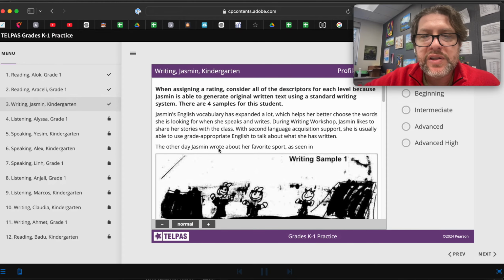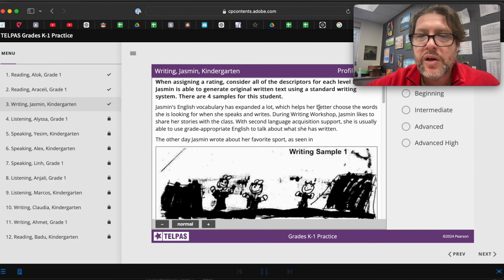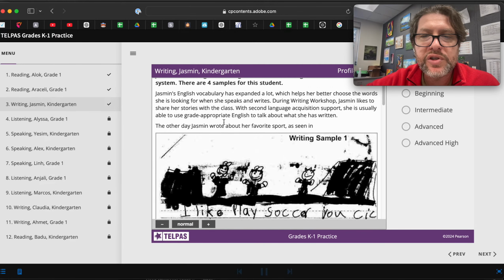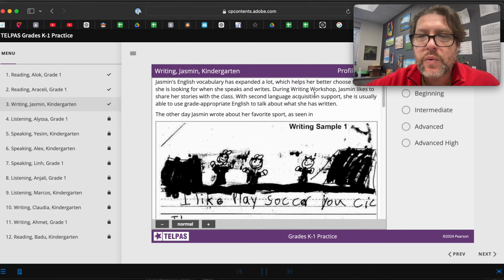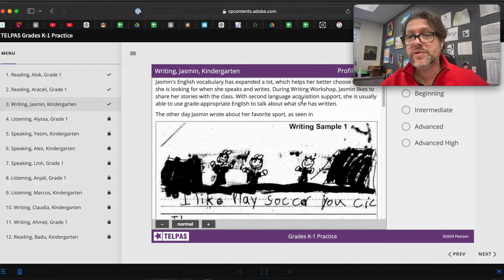Okay, so let's read this and see what we find. Jasmine's English vocabulary has expanded a lot. So we know that she's got a good, decent vocabulary, which helps her better choose the words she's looking for when she speaks and writes. During writing workshop, Jasmine likes to share her stories with the class with second language acquisition support. Ding, ding, ding. That's the key phrase right there: with second language acquisition support.